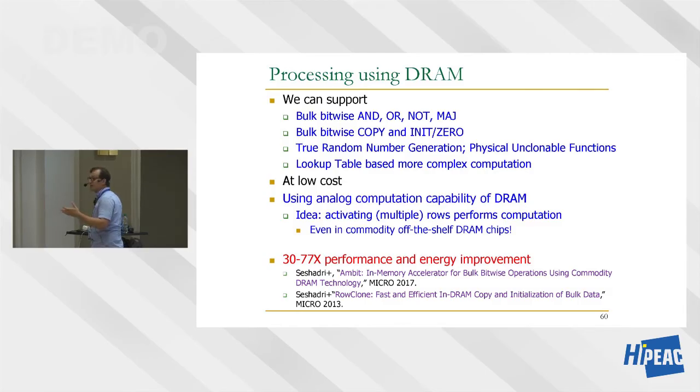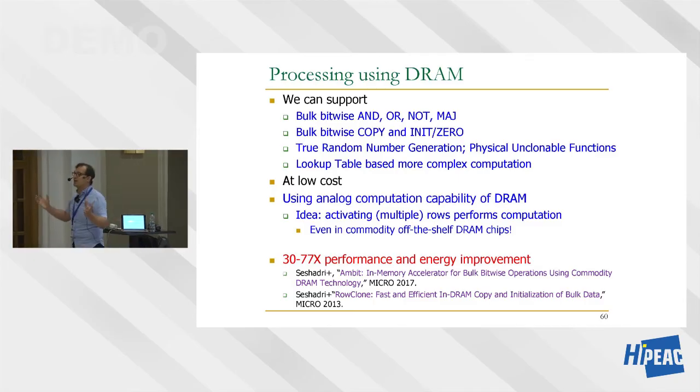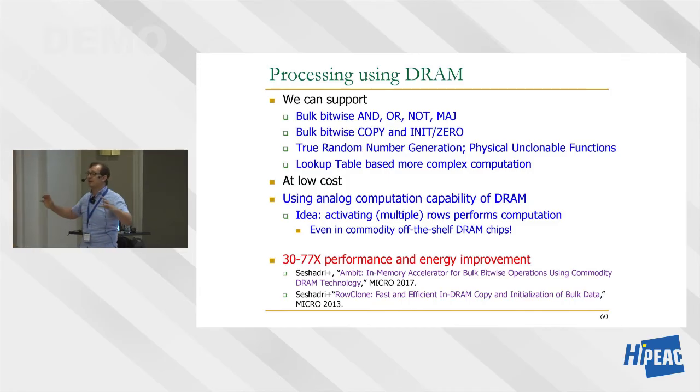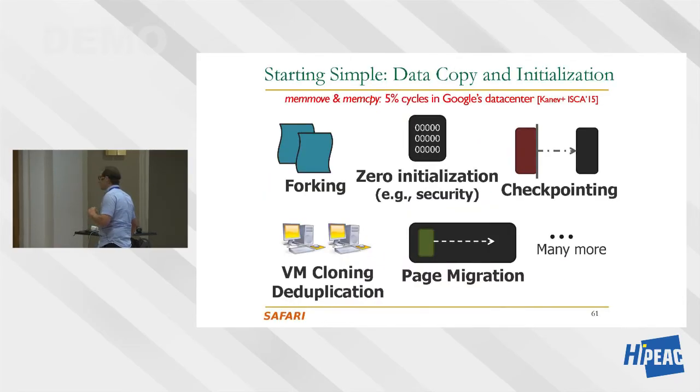Random number generation in a true fashion, physical unclonable functions, and by modifying memory you can do lookup table-based computation. And you can do this at low cost in general. The idea is to use the analog computation capability of DRAM. The overarching idea is really to activate multiple rows, either sequentially or consecutively, with very quick activation latencies. You can do this even in commodity off-the-shelf DRAM chips that are unmodified. Okay, so you get significant performance and energy improvements.